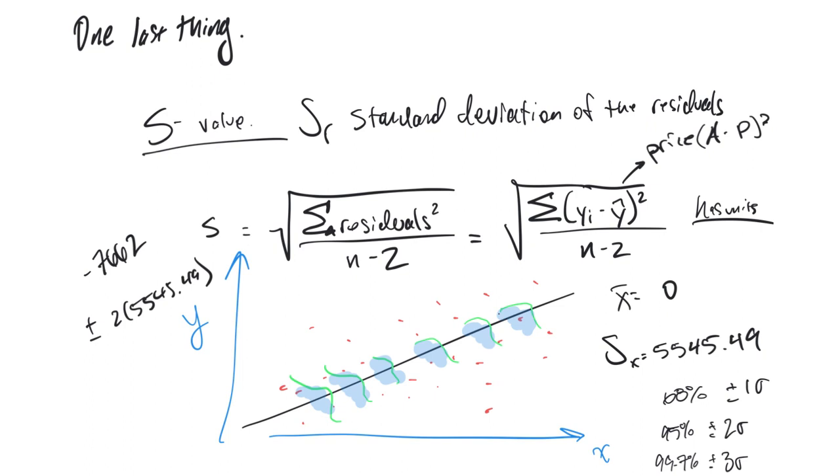The S value has units, and it's dollars in this case. The R value does not have units.